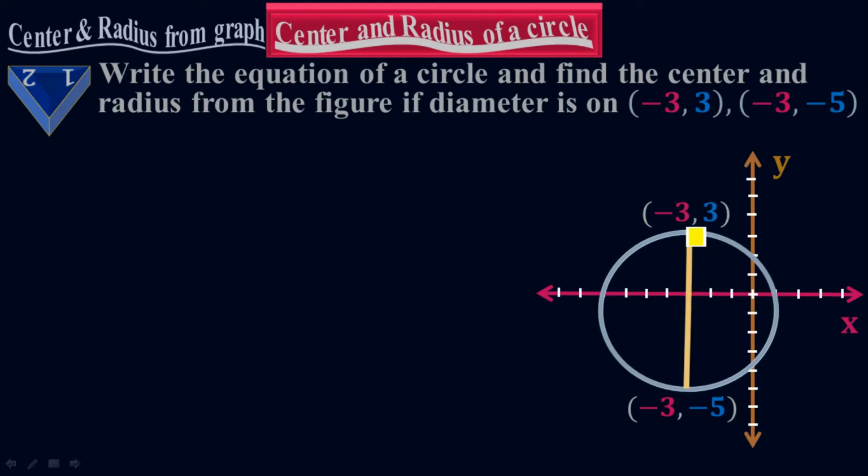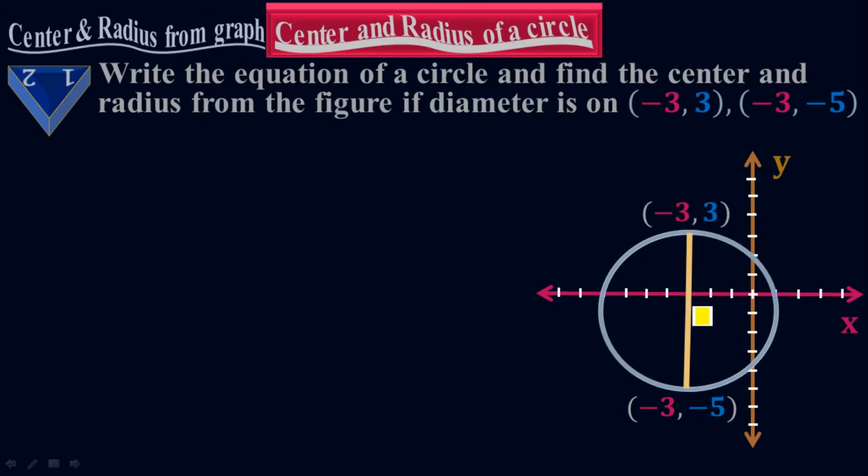When you look at this point, it is at -3 along the x-axis, and +3 along the y-axis, 1, 2, 3. Similarly, the other end of the diameter is at -3 along the x-axis and -5 along the y-axis, -1, -2, -3, -4, -5. These are the two ends of the diameter of the circle.